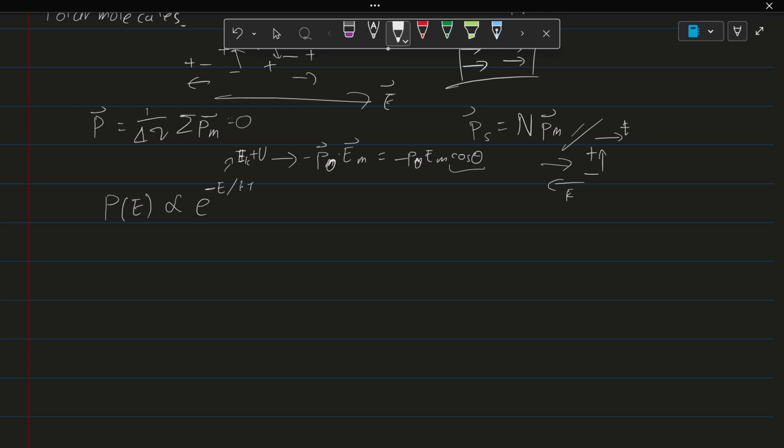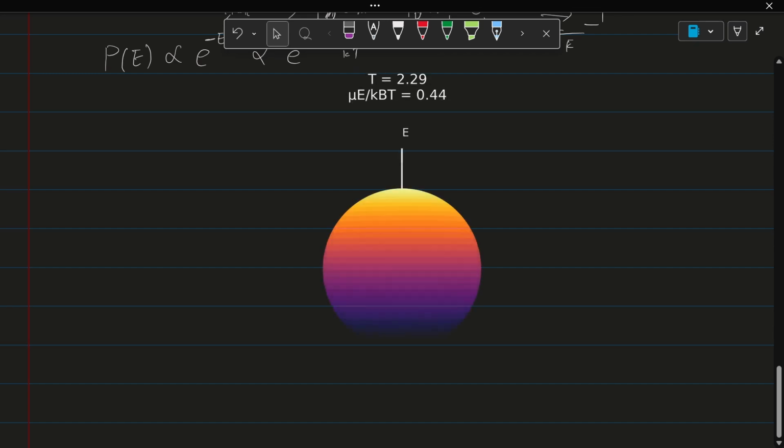So if we have something like this, this will be proportional to e to the power of P0 EM cosine theta divided by kT. What I want to show you in this simulation is the probability of the molecule to be in that particular direction. The more yellow it is, the more probable it is, compared to the bluer side.